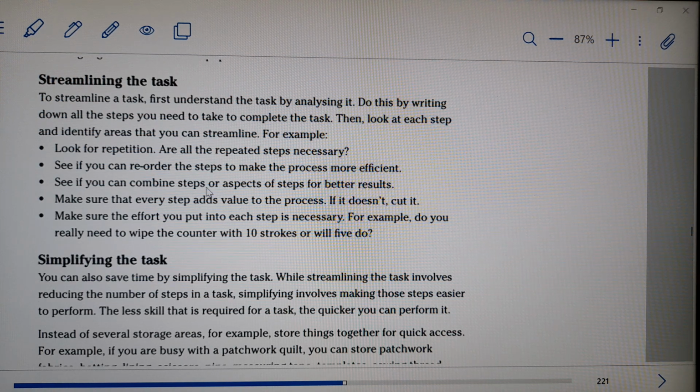See if you can combine the steps or aspects of steps for better results. Make sure that every step adds value to the process. If it doesn't, cut it. Make sure the effort you put into each step is necessary. For example, do you really need to wipe the counter with 10 strokes, or will 5 do?